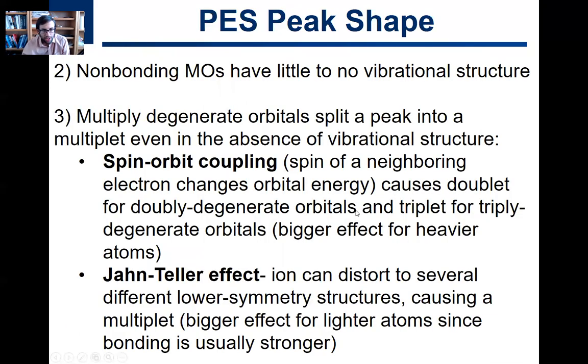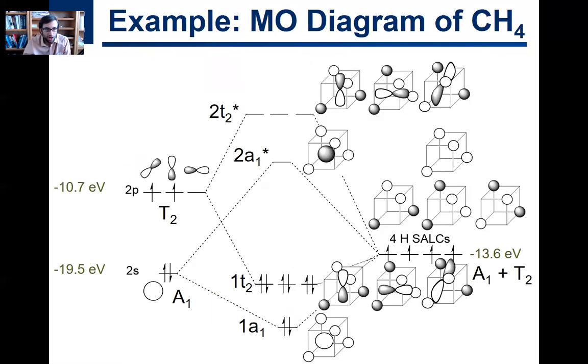The second thing we know is that you can have further splitting when you have degenerate orbitals, due to spin-orbit coupling for heavier atoms, preferentially, or the Jahn-Teller effect for lighter atoms. We are on relatively light atoms: carbon is in the second row, hydrogen is in the first row. So we don't really expect spin-orbit coupling to be a big deal, but the Jahn-Teller effect should be operative here. And for the A1 molecular orbital, that shouldn't happen because there's no degeneracy.